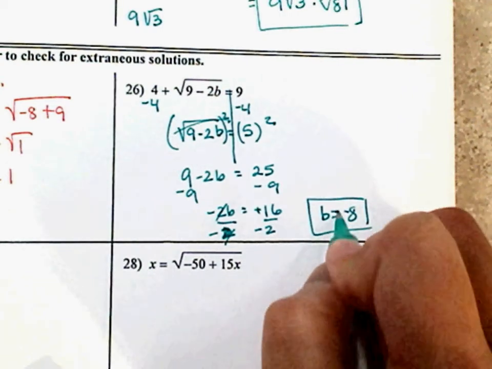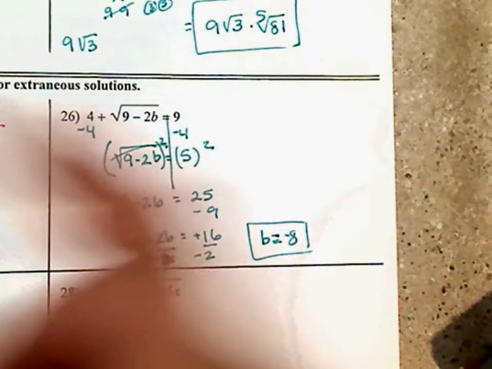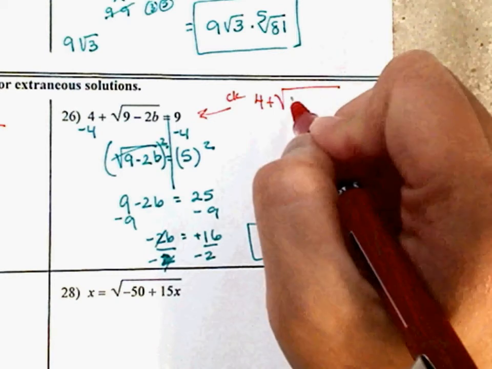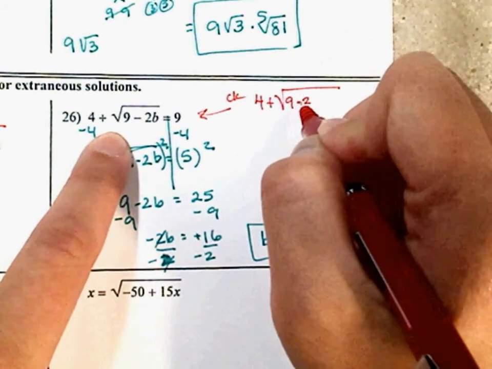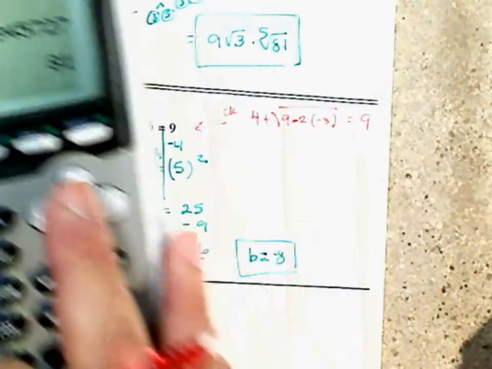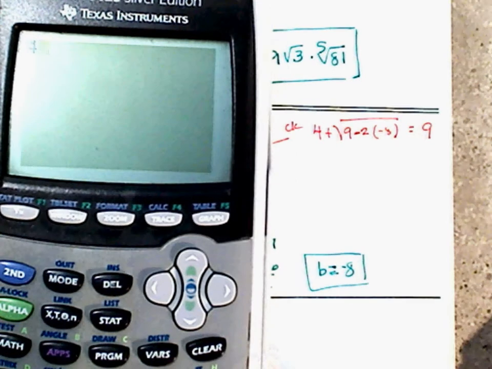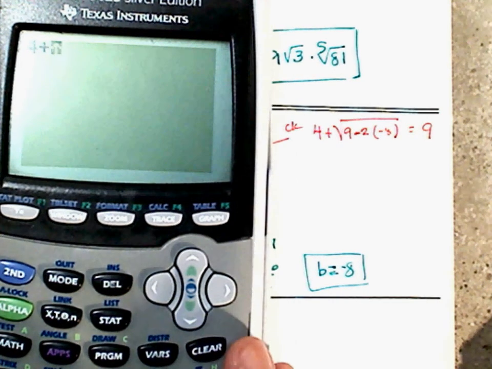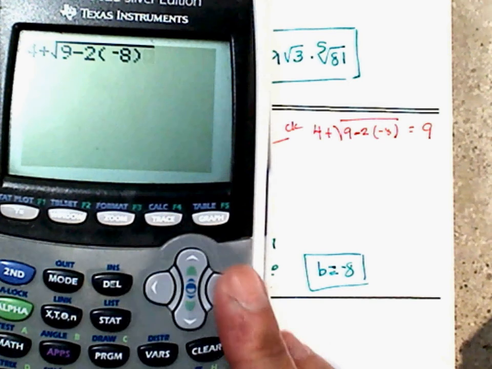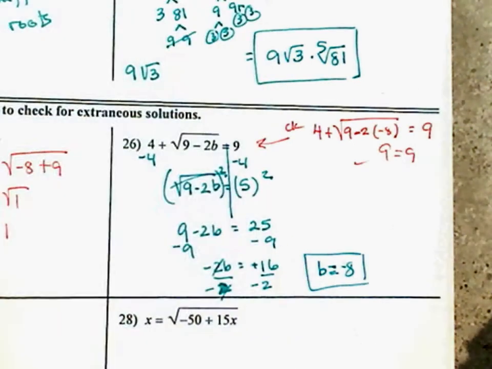Okay. Check my math for a moment. Yeah. All right. Check your answers. Plug it back into the original. 4 plus square root of 9 minus 2 times negative 8. All that should equal 9. You can type that into your calculator. Just like this to check. Let me clear this. All right. 4 plus square root of 9 minus 2, parentheses, times negative 8. Right click to get out of it, and that gives you 9. See how that works? This is your final solution.